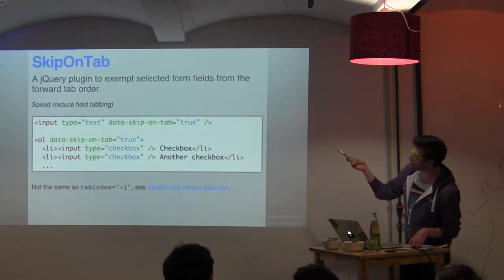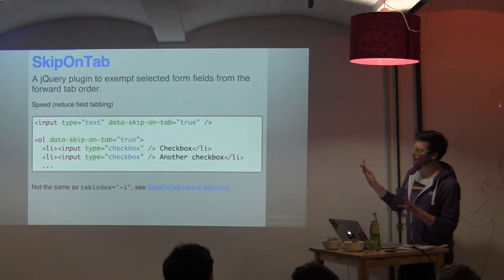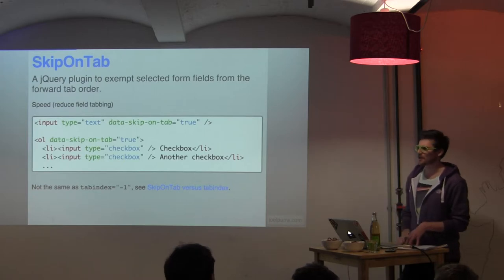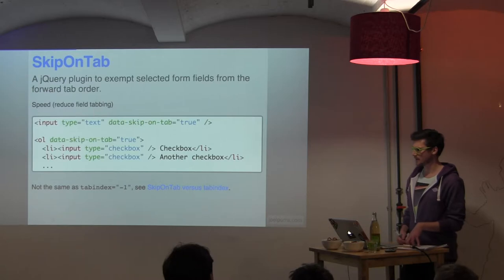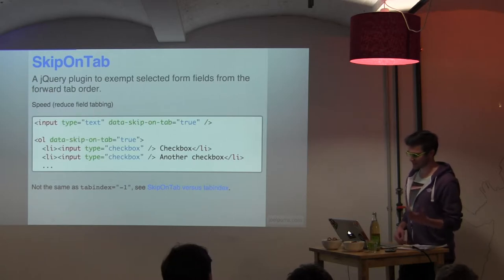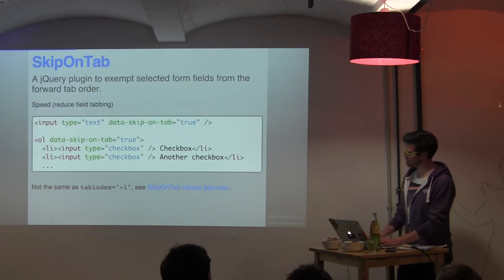Implementation details here. You can put it on a single input, or you can put it on containers. For example, checkboxes. You can have 100 checkboxes and you always want to skip them. That's the bigger case: I don't want to tab through 100 checkboxes, even though I want to use the tab instead of the mouse.